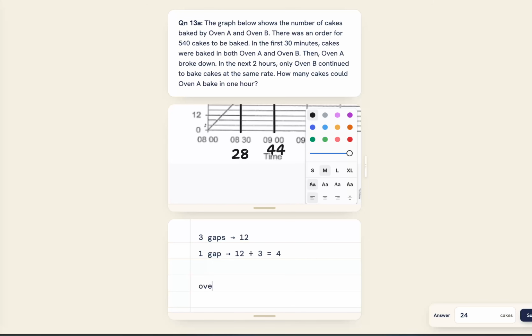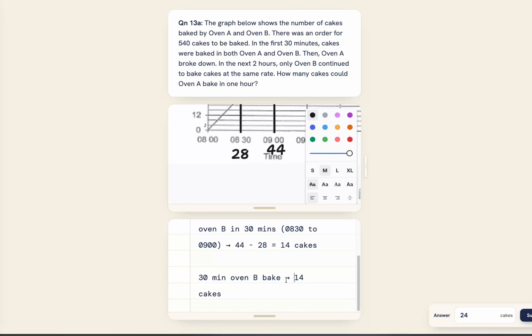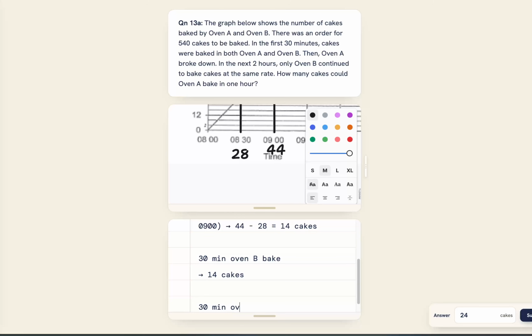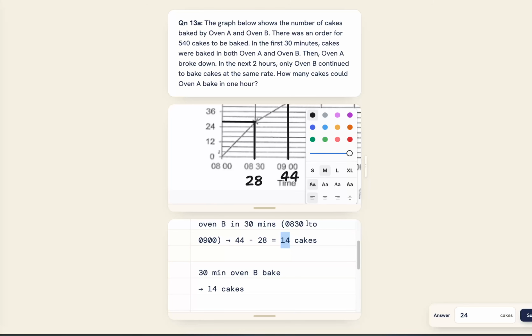So then B has to take over, and this will be 44. So that means oven B in 30 minutes, which is 0830 to 0900, it's basically 44 minus 28. This will give us 14 cakes. So that means oven B bakes 14 cakes. And then we know that in 30 minutes, A plus B bake 28. That means in 30 minutes oven A bakes 28 minus 14, this will give us 14. Sorry, my mistake. 44 minus 28 is 16 cakes.